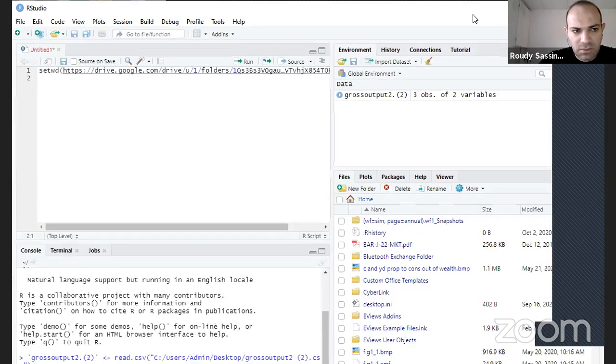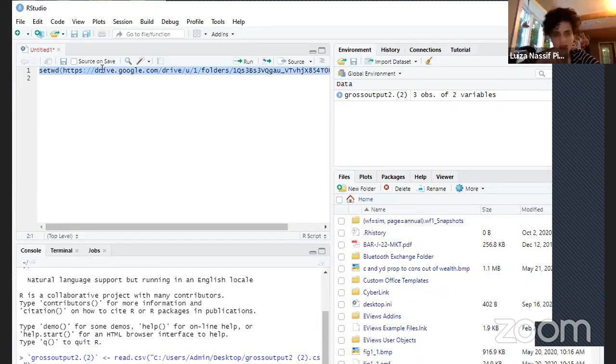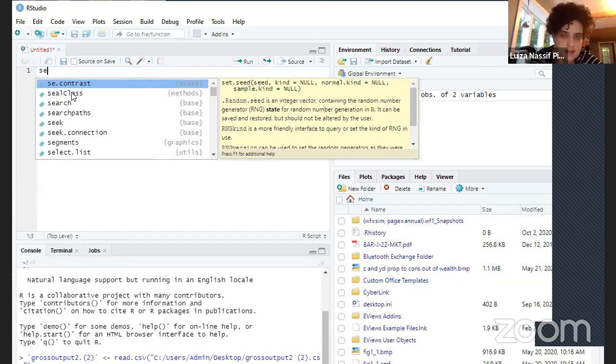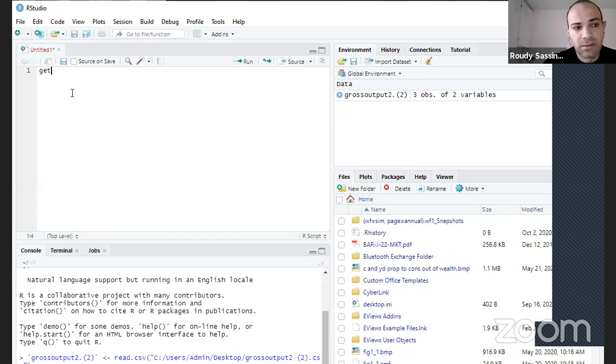So I'm here. I downloaded and saved my files on Drive, right? So you saved it on the Google Drive. I copy pasted the link into this. Yeah, but it's not a link. So can you share your screen? Start by doing getwd. getwd, and then parentheses.